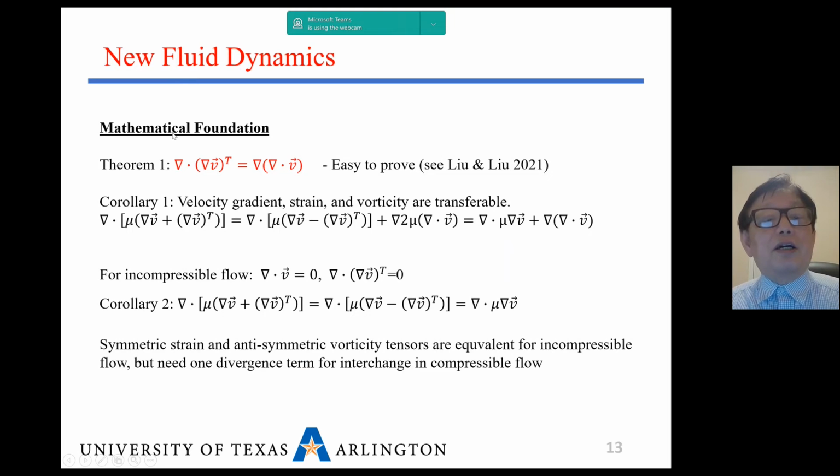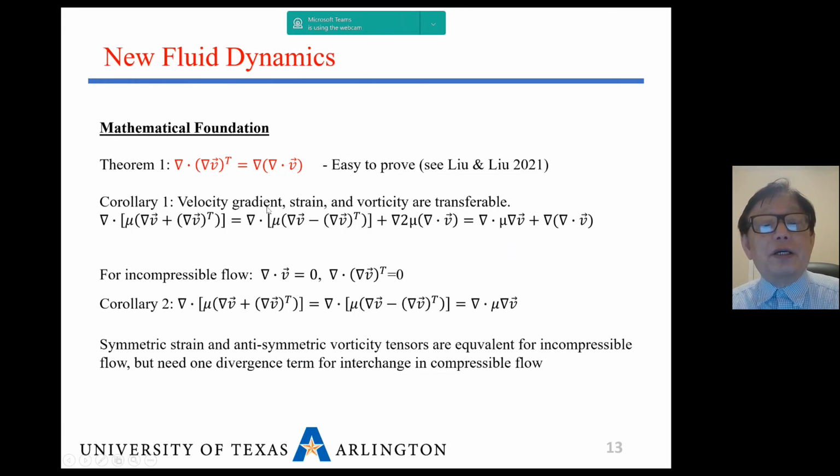First, we need to give some mathematical foundation. Theorem 1: the divergence of the velocity gradient tensor transpose is equal to the gradient of the divergence of velocity. This is easy to prove. According to this, we can get Corollary 1.